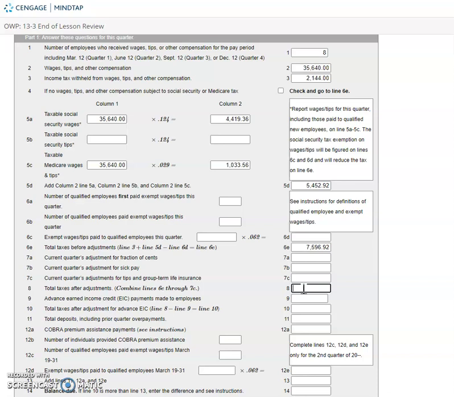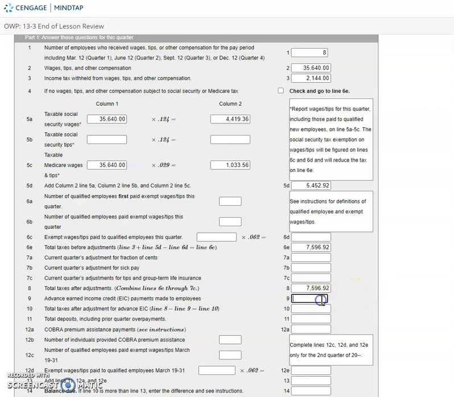Number 8 then says total taxes after adjustments. And again, they tell us exactly what they're going to do here. It says we're going to combine lines 6E through 7C. So we would add all of those. Well, we have nothing to add in there, so we're just pulling this number now, 7,596.92.